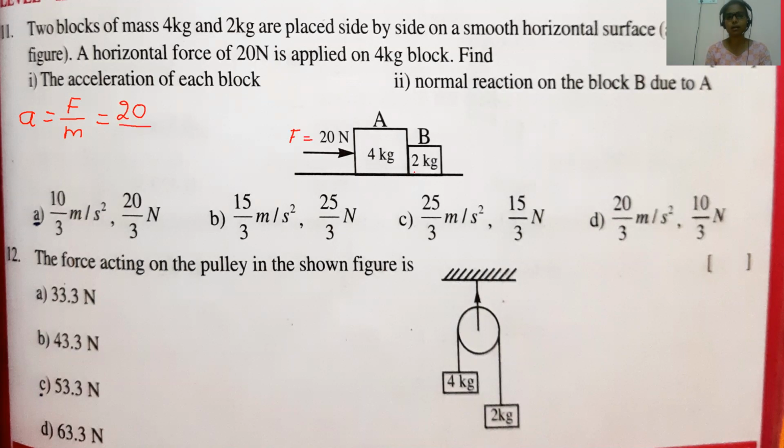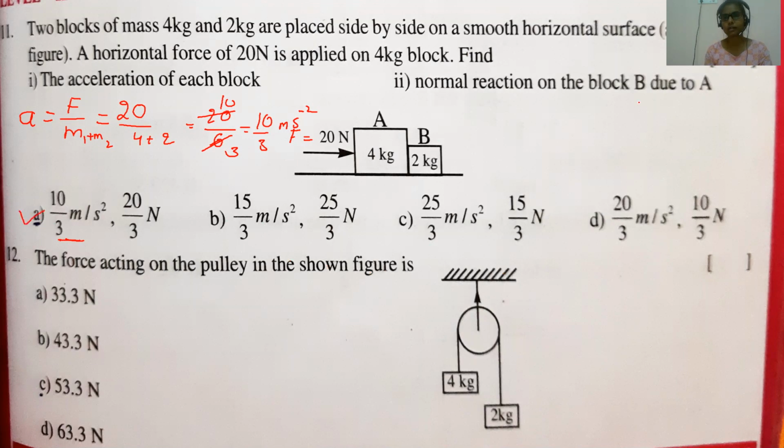Since there are two masses, we have to write m1 plus m2. M1 is 4 and m2 is 2 kg. So 20 by 6: cancel with the 2 ones, 2 threes, 2 tens. So the answer comes to 10 by 3 meter per second square. Understood, children? This is the answer. Nowhere is there 10 meters per second square, so only this is the option.